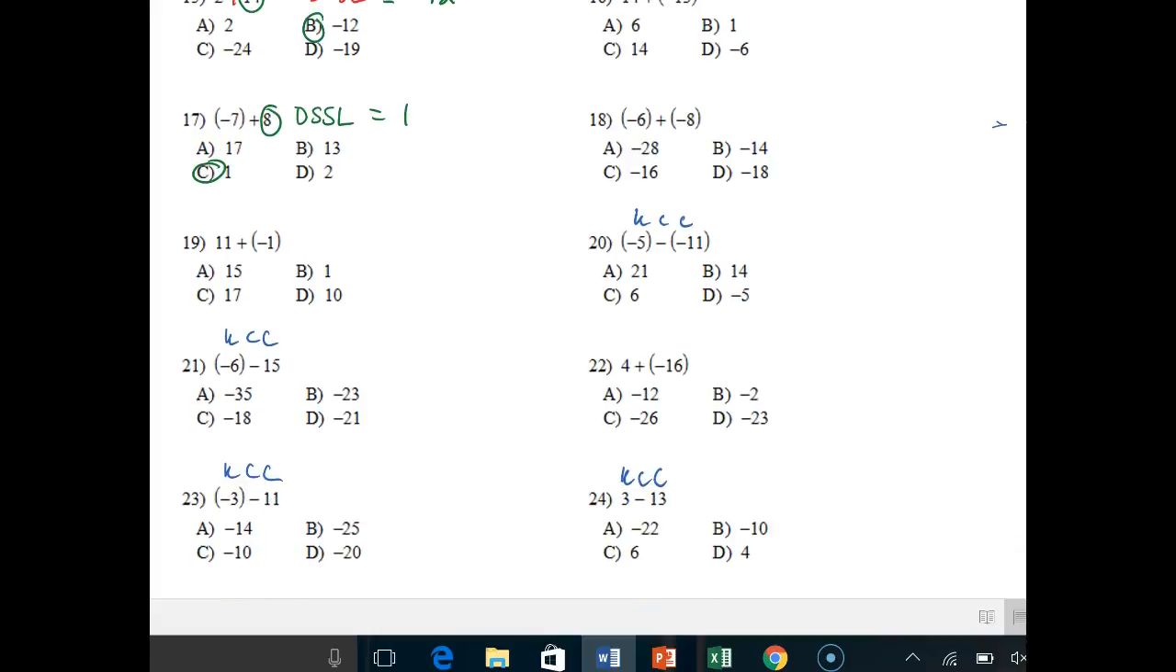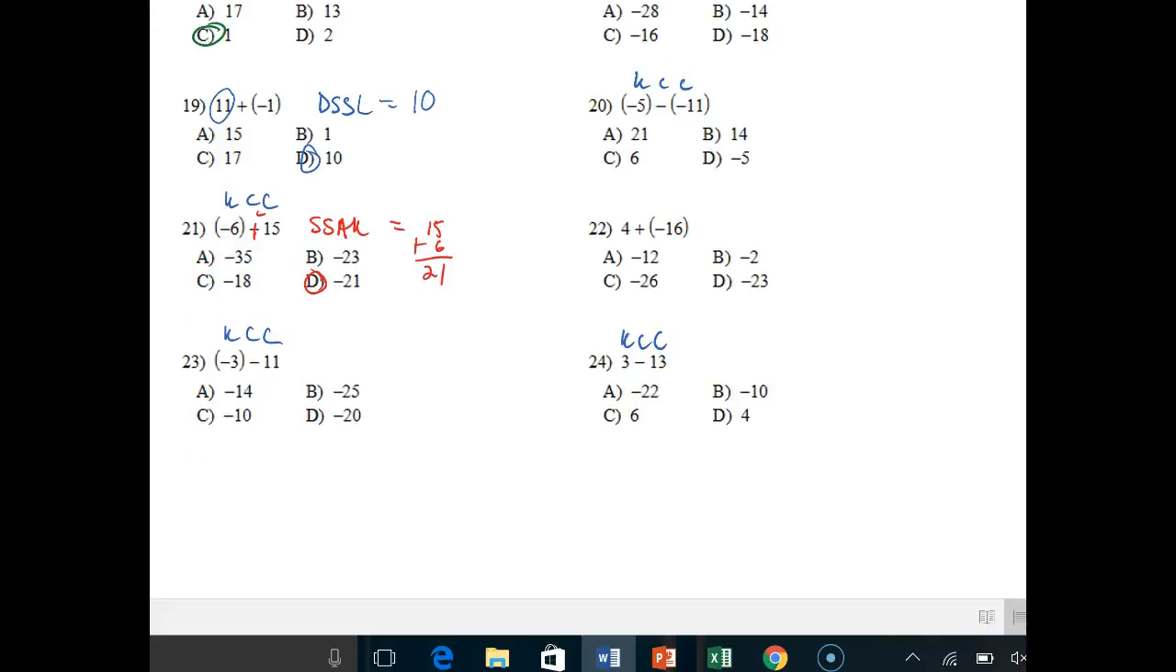19, again, it's just DSSL, and I have more positives this time than I do negative, and I have my answer of 10. Last one, I have -6 KCC, so plus -15 gives me SSAK. Same signs, add, keep. So I'll add 15 plus 6, and I'll get 21, but again, keep the sign, so I get -21. Last one, 23, -3 plus -11, again, that's SSAK.